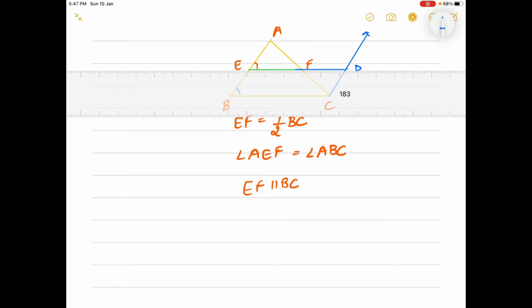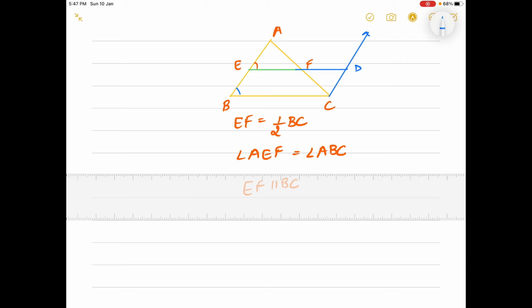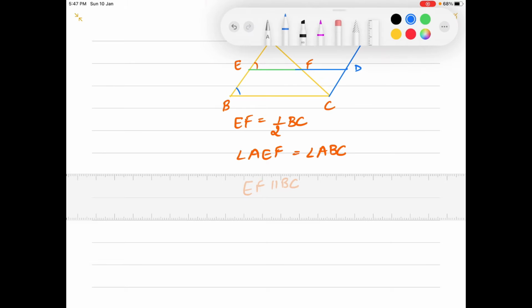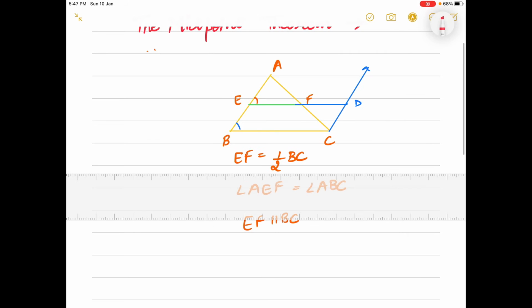So first let's join these sides. So the line segment joining the midpoints of two sides of a triangle is parallel to the third side. As we can see, the triangle AEF will be congruent to triangle CDF. Triangle AEF, this triangle, will be congruent to triangle CDF by ASA congruency rule.